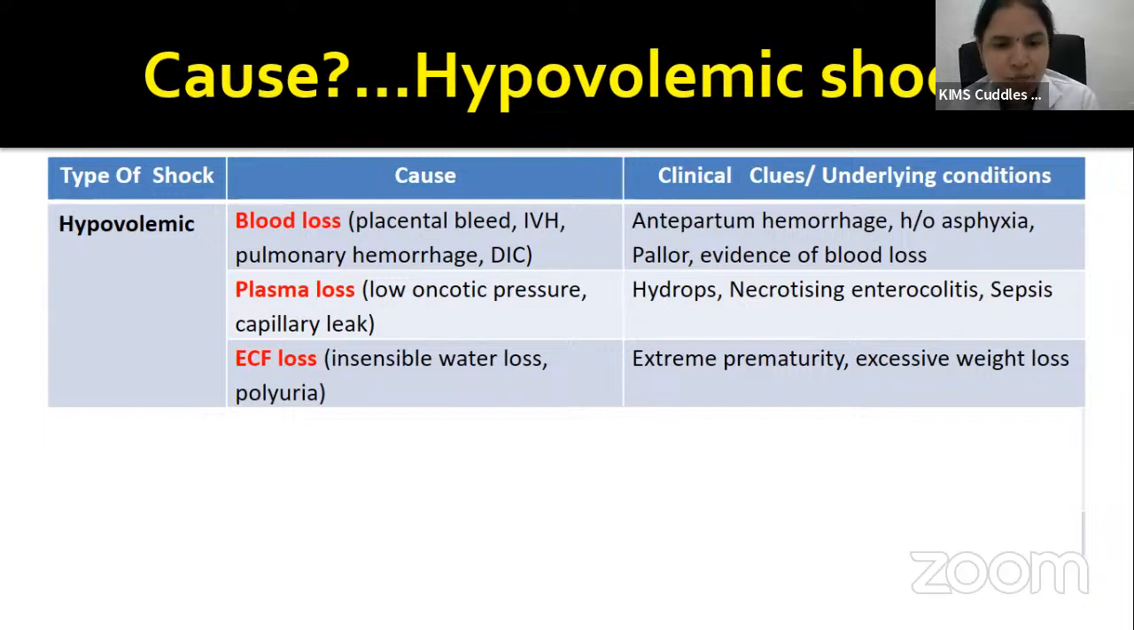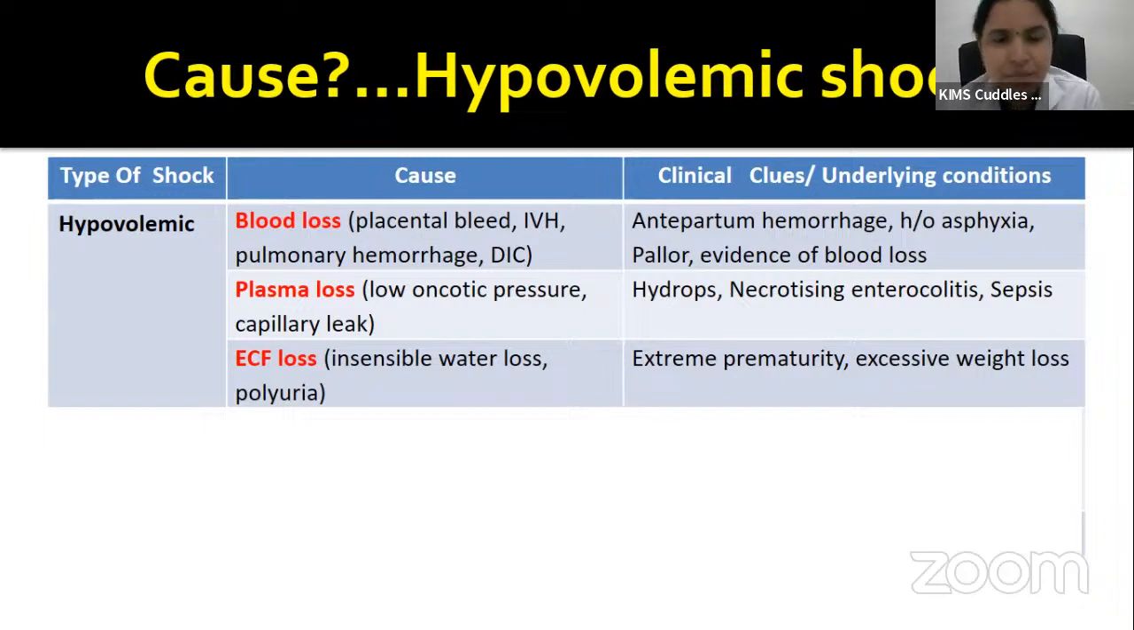Sometimes hypovolemic shock can follow massive loss of plasma, which can follow in babies with hypoalbuminemia and low oncotic pressure, like a baby who is born with hydrops, non-immune or immune hydrops, where there can be low oncotic pressure due to hypoalbuminemia or fetal liver failure, cardiac failure. And there can be massive capillary leak as seen in sepsis and necrotizing enterocolitis.